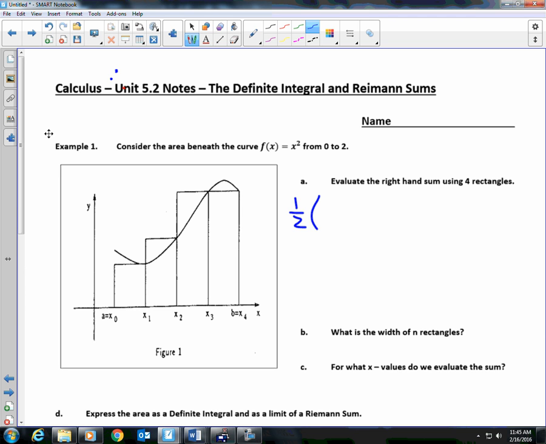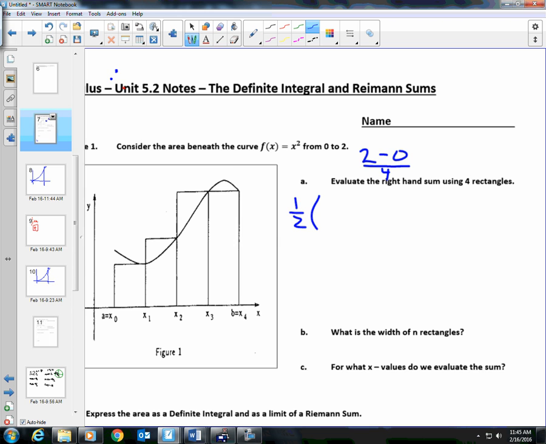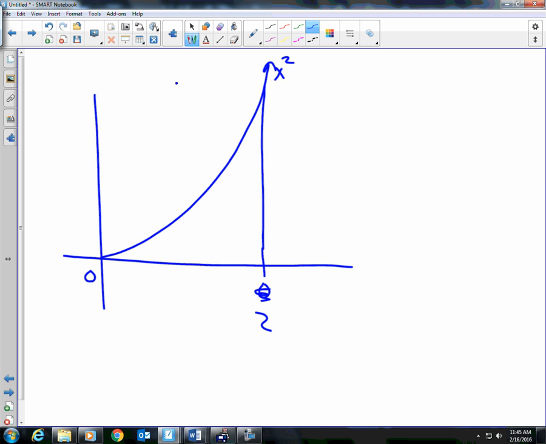What you did is you took 2 minus 0 and divided it by the number of rectangles to get the width. Okay? Then, what is the first spot that we evaluate our height? What is the beginning spot for this? Yep, we're going to start at 1/2. If you look at the interval, we're going to divide up into 4 spots. That's 1, that's 1/2, that's 3 halves. And you're going to do the right side of each interval.